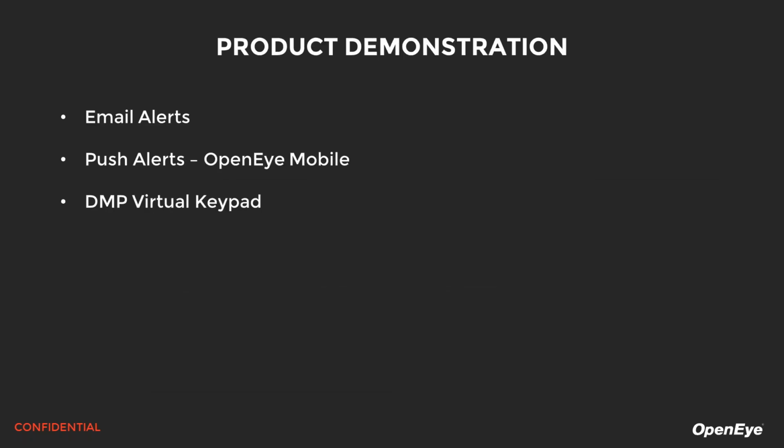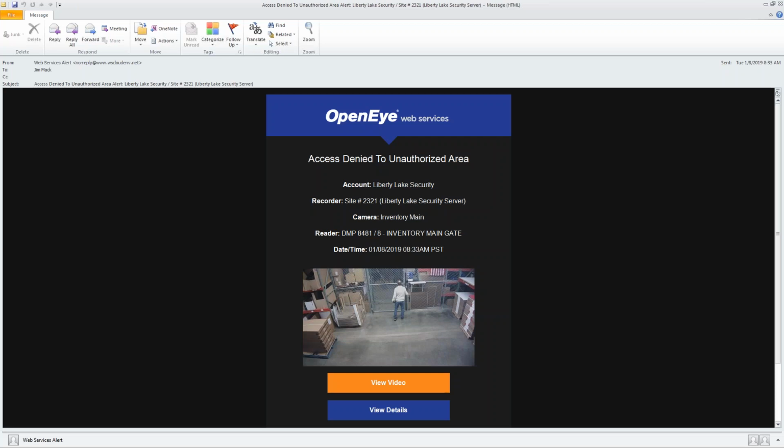So let's go ahead and look a little bit deeper into the email alerts and the advanced push notifications, as well as the DMP virtual keypad. So let's start by taking a look at an email alert. Here's what an email alert looks like, and you can see here's our problem child. He is all over the place in this demonstration today.